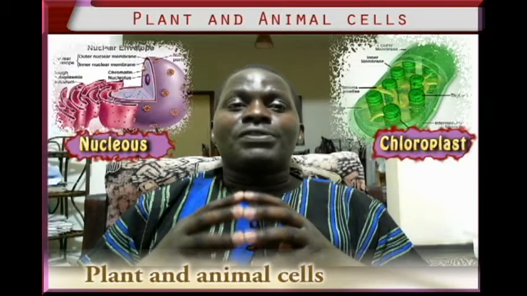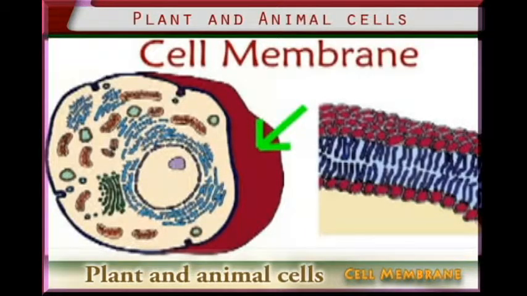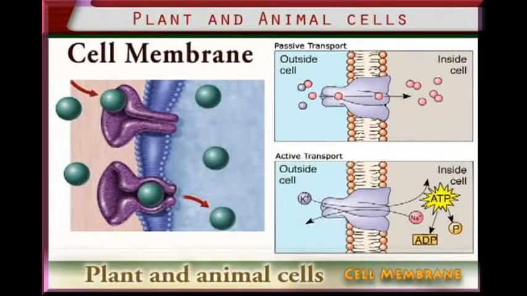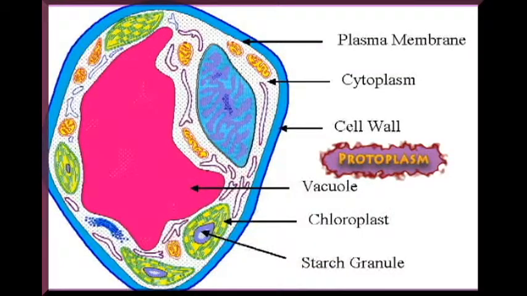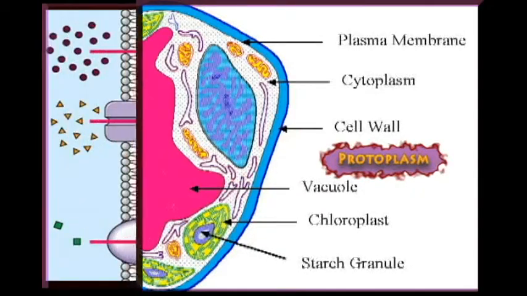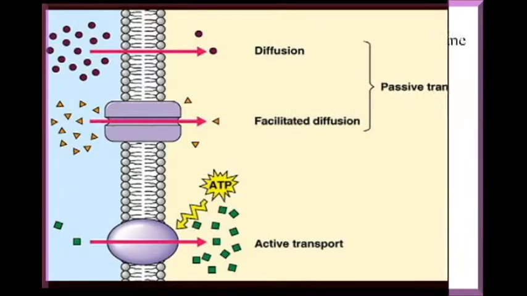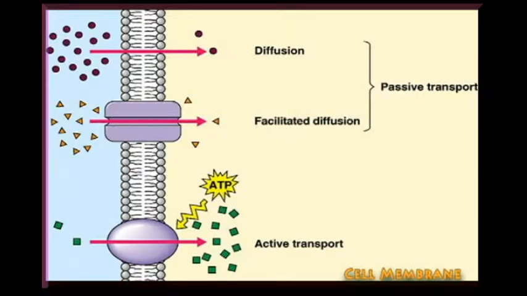All cells have a cell membrane, and the cell membrane is always very important to the cell, because it is the one that allows the exchange of materials, like water, oxygen and waste products, between the outside and the inside of the cell. It also binds the protoplasm. It holds the protoplasm together, and the protoplasm includes the cytoplasm and the other materials found in the cytoplasm. It also acts as a protective membrane. It protects the cell from the outside. That is the cell membrane.